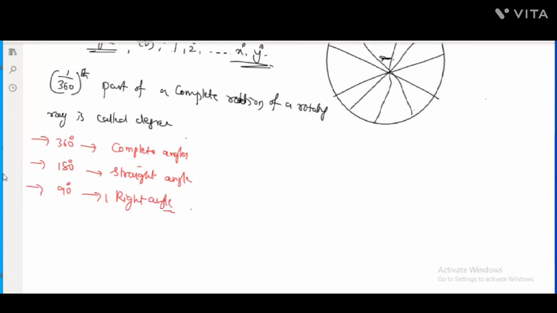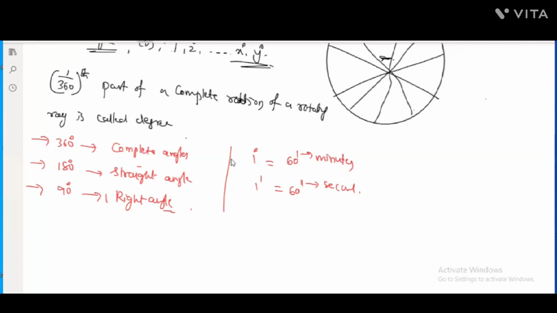So like this we measure it. 1 degree is equal to 60 minutes, and this symbol denotes minutes. And 1 minute is equal to 60 seconds, and this symbol denotes seconds. In this way we take the angle measurement in the sexagesimal system.